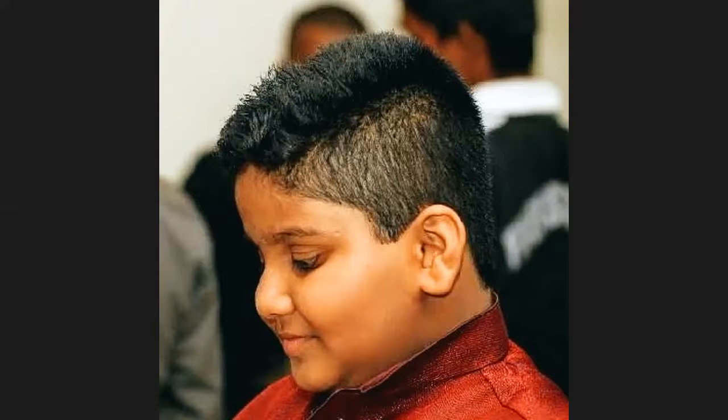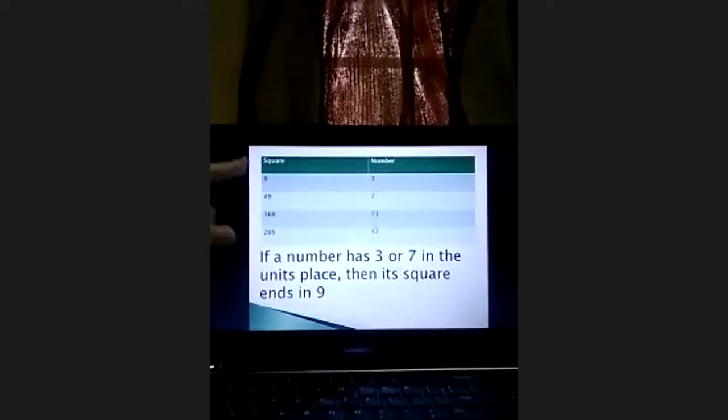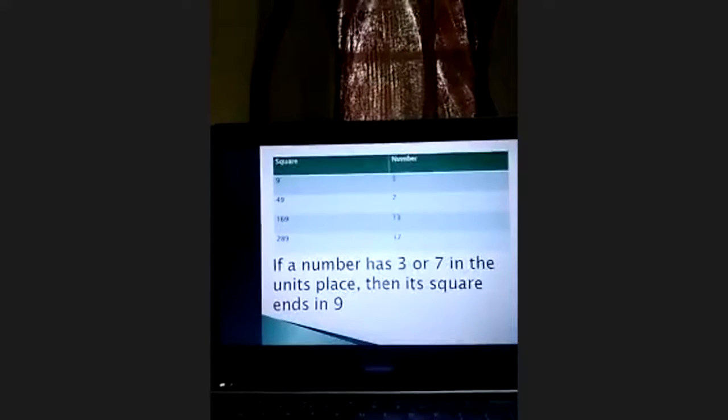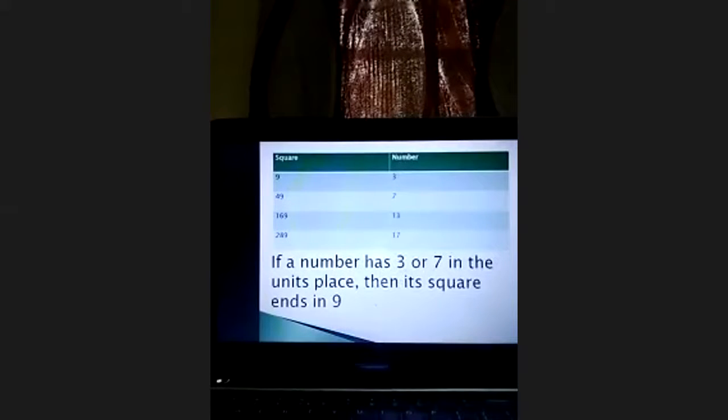Next. Now, 9, 49, 169, 289, they all are ending with 9. 9 is the square of 3. 3 की units place पे क्या है? 3 है. 49 is the square of 7. 7 की units place पे क्या है? 7 और उसके square में है 9 at units place. 169 is the square of 13. 13 की units place पे है 3 और इसके square पे है 169.